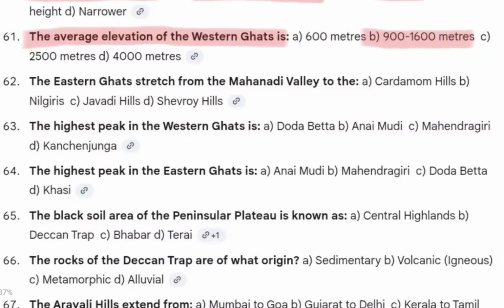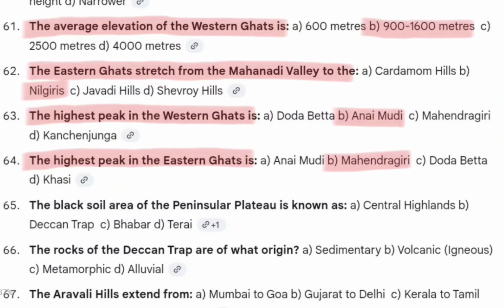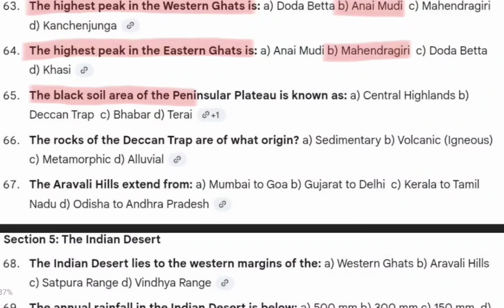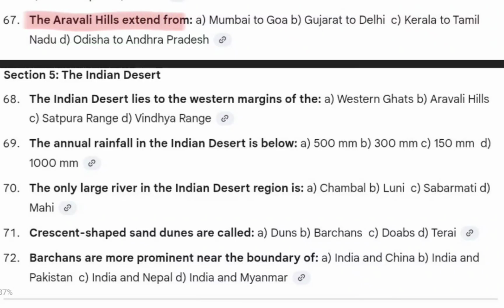Next question: the Eastern Ghats stretch from the Mahanadi Valley to the Nilgiris. The highest peak in the Western Ghats is Anaimudi. The highest peak in the Eastern Ghats is Mahendragiri. The black soil area of the peninsular plateau is known as Deccan Trap. The rocks of the Deccan Trap are of volcanic, igneous origin. The Aravalli hills extend from Gujarat to Delhi.